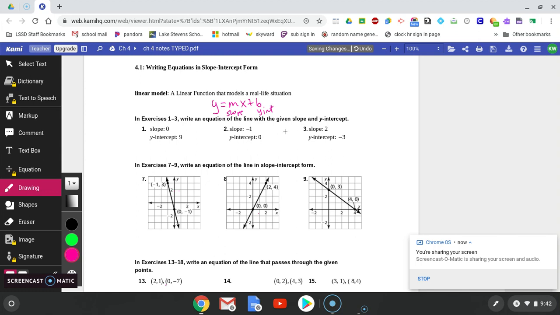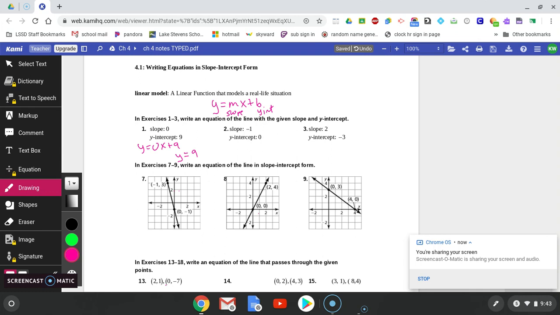So if it asks you to write the equation of a line and it gives you the slope and the y-intercept, these should take you about 2 seconds to do. They should be very, very quick. You're just plugging your slope in for m and your y-intercept for b. So we could write y is equal to 0x plus 9, which I could simplify to just y equals 9. Go ahead and try number 2 and number 3.